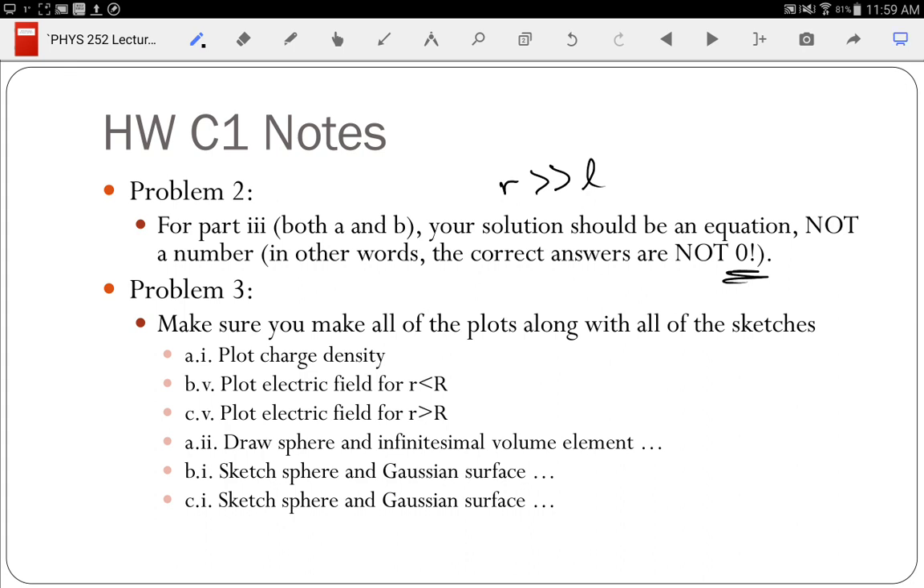Okay, so there is a heads up for problem 2, just to make sure you don't make that mistake. For problem 3, a lot of people forget to make all of the graphs and sketches they need. You have 3 different graphs you need to make for problem 3. One is plotting the charge density. They give you a function and you just have to plot that function. You can put that into your favorite plotting tool. You don't have to do it by hand, but you need to show that. In fact, I did all of these graphs on Excel because I do everything on Excel.